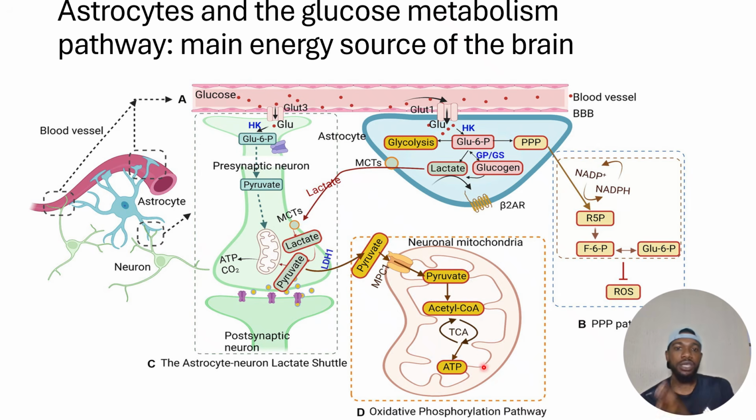Now, finally, the oxidative phosphorylation pathway occurs in the mitochondria. Here, the pyruvate is converted into acetyl CoA, which enters the tricarboxylic acid cycle, also known as the TCA cycle, to generate a large amount of ATP. Now, in summary, astrocytes are not only support cells, but also major metabolic regulators in the brain. They help transport glucose and also produce lactate for neurons, protect against oxidative stress, and generate energy needed for proper brain function.